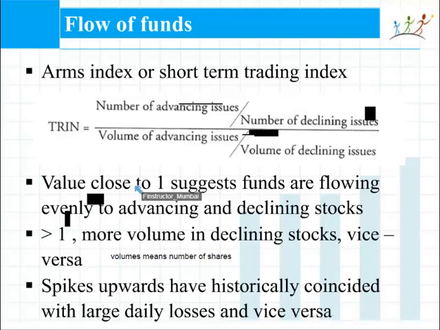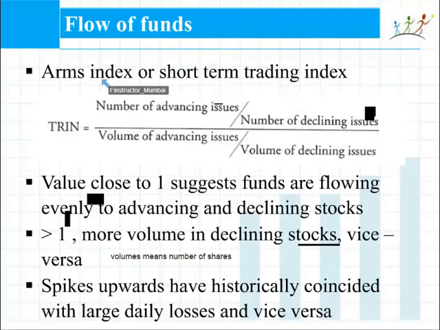So a value greater than 1 means more volume in declining stocks, and a number less than 1 means that more volume is in advancing stocks. Historically, it has been seen that when this number goes significantly above 1, markets see a sharp fall in prices, and if this ratio falls significantly below 1, then the market is seen to have large up movements or large profits.